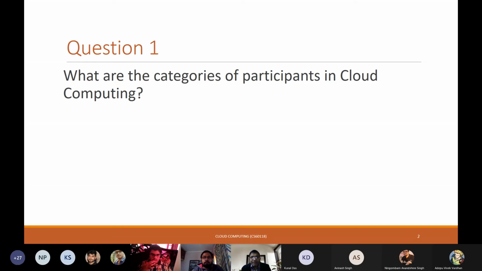This was covered yesterday. What are the categories of participants in cloud computing? Do not look at your notes, just from your understanding and your memory, try to answer this. Who can tell the categories of participants in cloud computing?